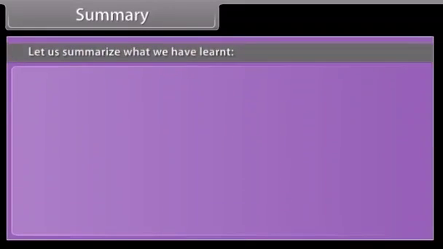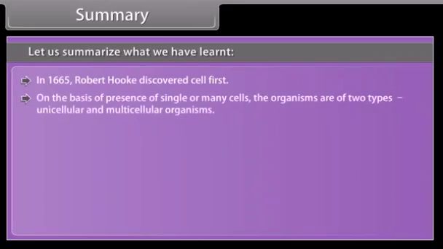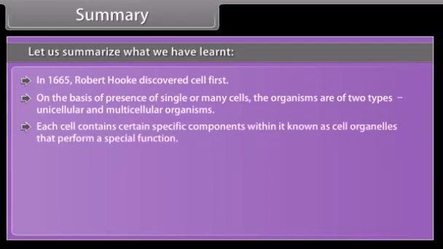Summary. Let us summarize what we have learned. In 1665, Robert Hooke discovered the cell first. On the basis of presence of single or many cells, the organisms are of two types, unicellular and multicellular organisms. Each cell contains certain specific components within it, known as cell organelles, that perform a special function.